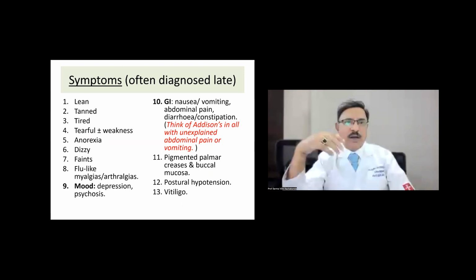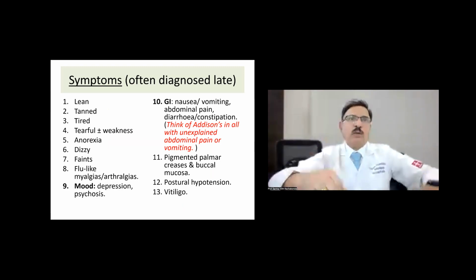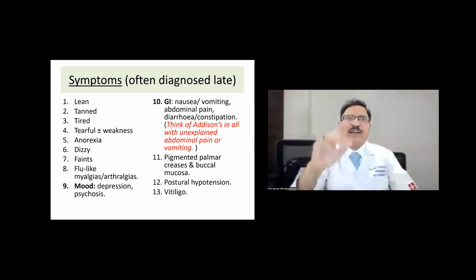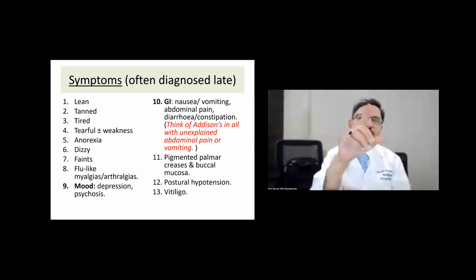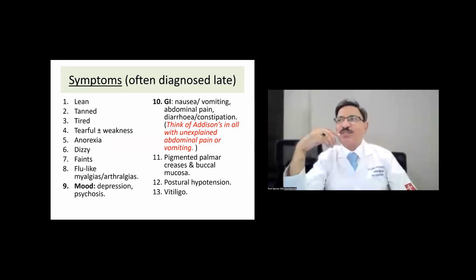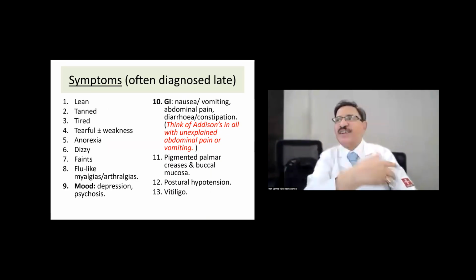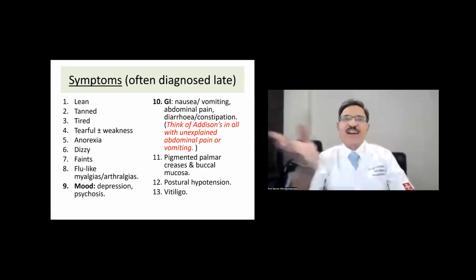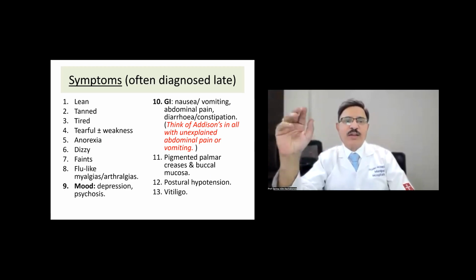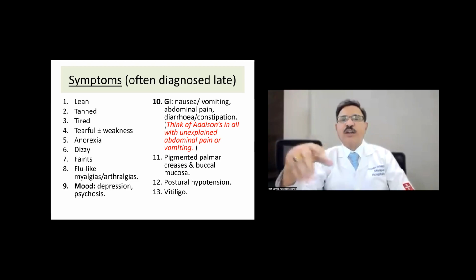What are the symptoms? Usually a lean person, unlike Cushing's, and this person is thin and lean, like a drumstick. If you blow, he may fall, she may fall. Tanned skin, like an African, and a very tired person, tearful, plus weakness, always crying because he's very weak, anorexia, dizzy, faints, flu-like myalgia, arthralgias, depression, psychosis.